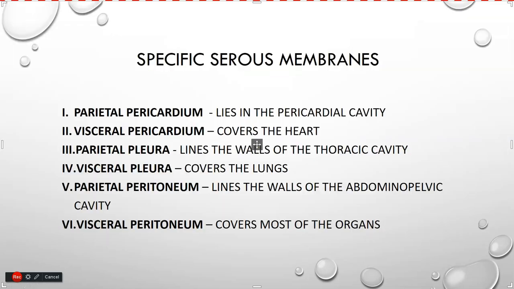Now, remember, the parietal membrane lines the cavity, and the visceral membrane lines the organ. The next step we do is we start to specialize specific serous membranes. How we specialize specific serous membranes is to name them in accordance to the particular organ or organs that they're somewhat related to. So the first are the serous membranes that relate to the heart.